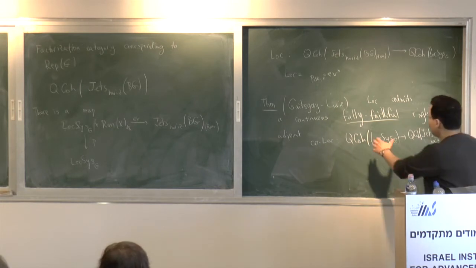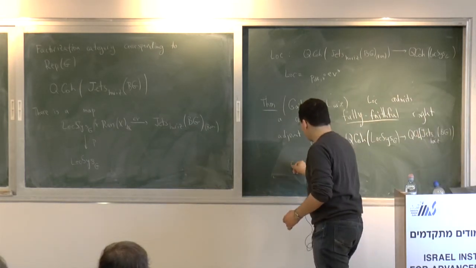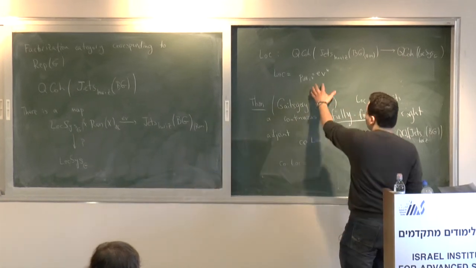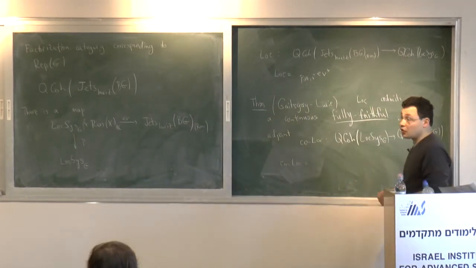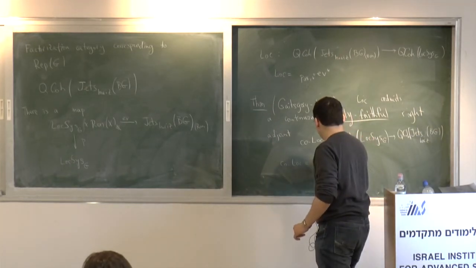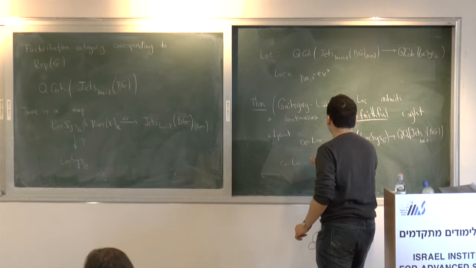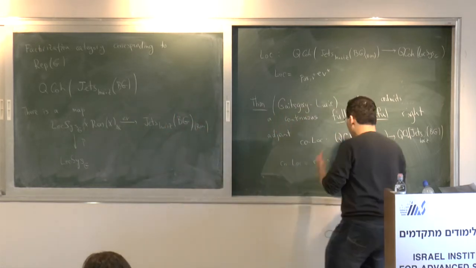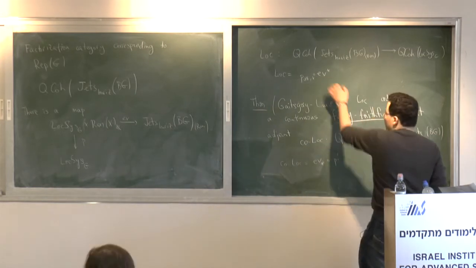Explicitly, we can describe what this right adjoint is, because both of these functors have a right adjoint, and so this is just given by first you pull back and then you push forward.